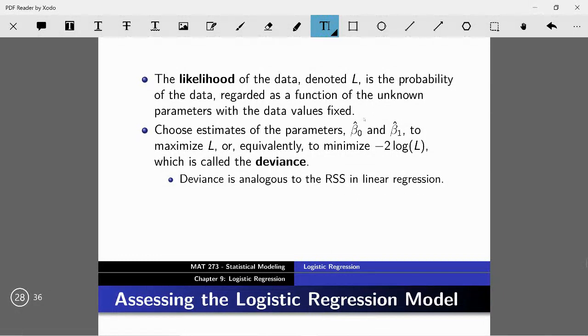Anyway, this quantity, -2 times the log likelihood, is actually called the deviance. You'll sometimes see this term pop up when looking at generalized linear models, the deviance of a model. Okay, so this deviance is analogous to the residual sum of squares in linear regression.